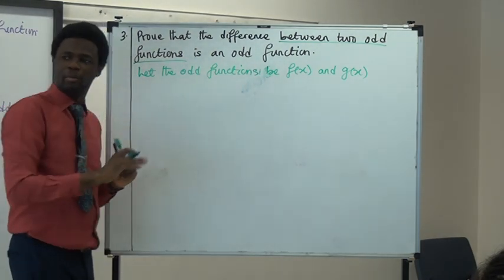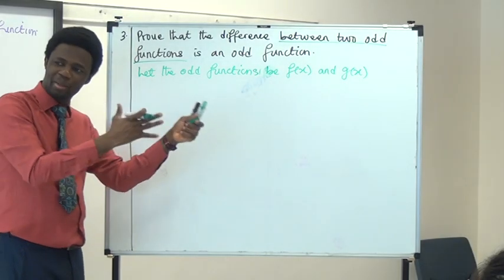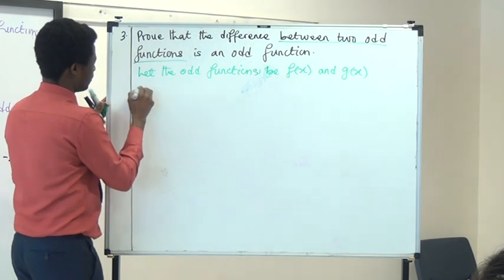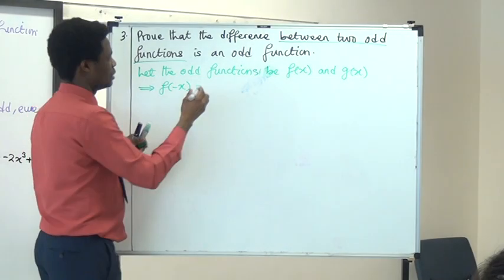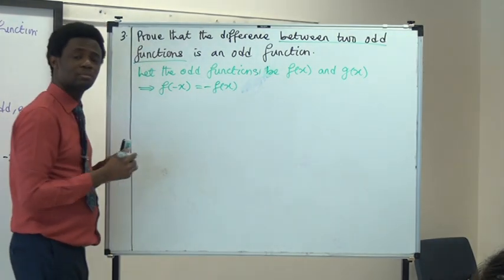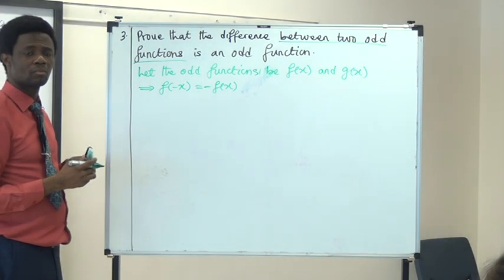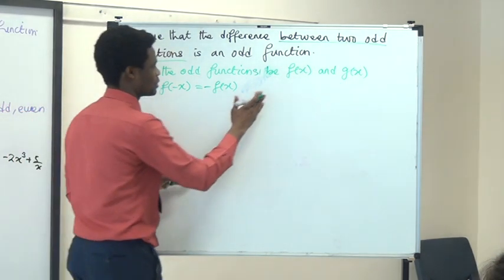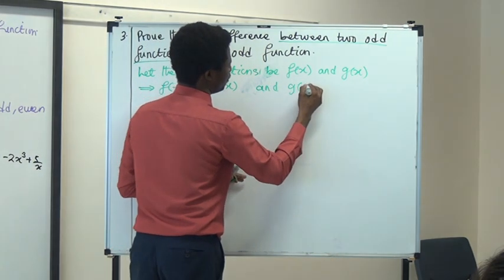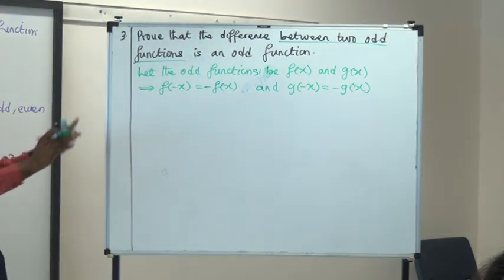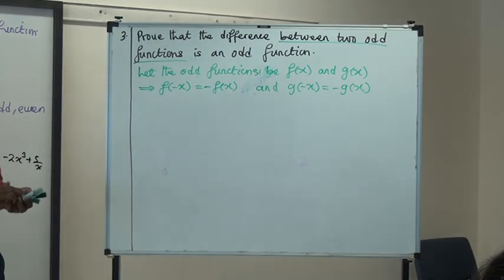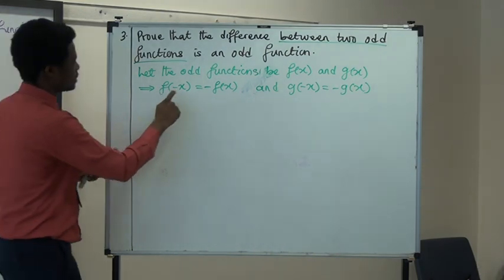After you give them a label, write the property that they meet. This implies that f of negative x will be equal to what? Negative f of x. Why do you say that, Leo? Because f is an odd function. That's all you have to say. Similarly, g of negative x is equal to negative g of x. Right? So this is what we know. So from what we know, we need to prove something.